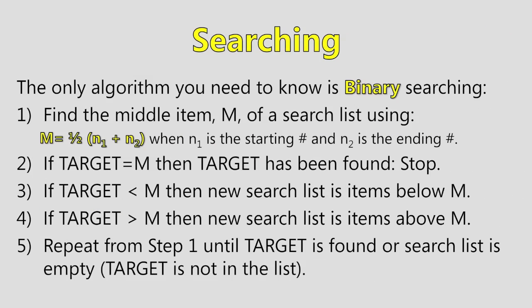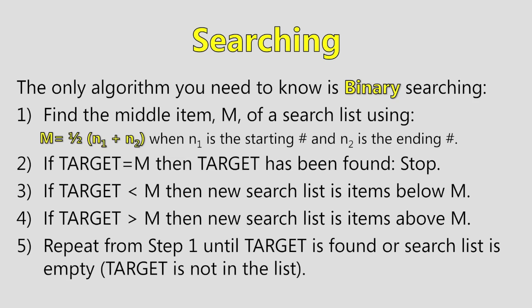Searching is the final little algorithm-y based thing for just algorithms. And the only algorithm you need to know is binary searching. Number one, you find the middle item, M, of the search list using, and here's the equation, which I said was in the glossary, M equals a half (n1 plus n2), where n1 is the starting number and n2 is the ending number. And it's quite confusing, so practice that a bit to get your head around it, because it's very simple, but it's very confusing. Number two, if the target equals M, then the target has been found, and stop.